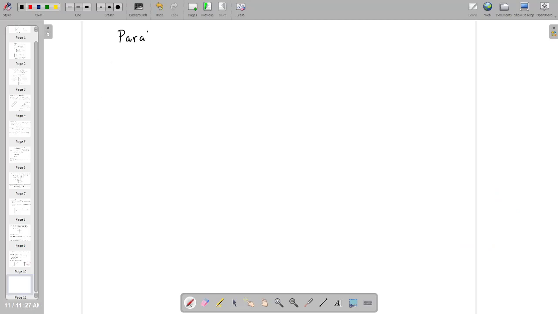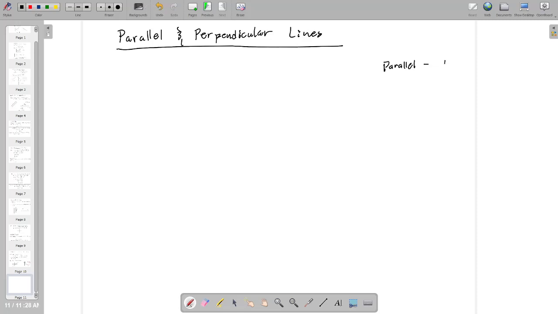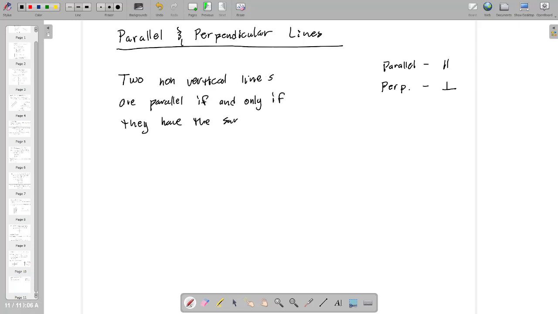The next thing that I want to talk about is parallel and perpendicular lines. Shorthand for parallel is just two straight lines like this, indicating that they don't intersect, and perpendicular shorthand is like this. Just in case I use those symbols, I'm defining them now. Two non-vertical lines are parallel if and only if they have the same slope. I think this is a bit self-explanatory. If m is the same in two different lines, then they are never going to intersect, so they're parallel.